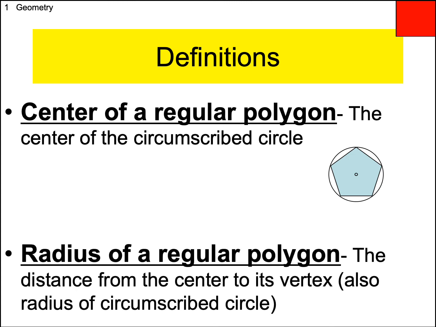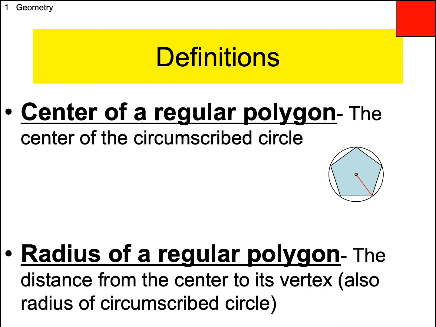The second definition is called the radius of a regular polygon. We will define the radius of a regular polygon as the distance from the center to its vertex, and it should say to any vertex. Well, this would also be the radius of the circumscribed circle. Notice, if I draw a line segment from the center of the polygon to any one of its vertices, that would also be the radius of the circle. And that should make common sense. So go ahead and pause the video, make sure you have this written down. And if you need to draw the picture, draw the picture.